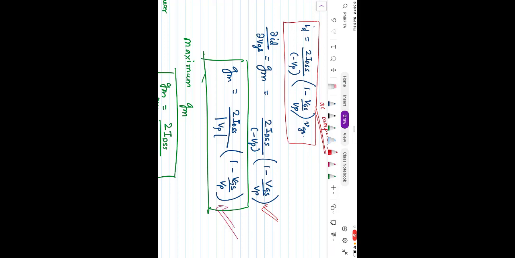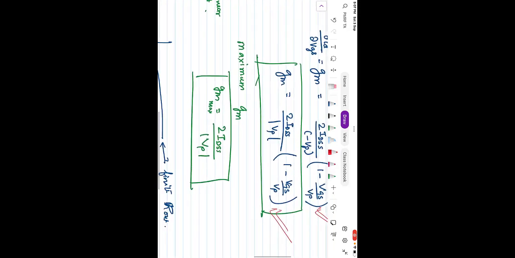So we will take Vp as mod value, and not inside the bracket. We don't take Vp inside the bracket as mod, we take only the one outside, right? And maximum GM is therefore given by 2 IDSS by Vp.